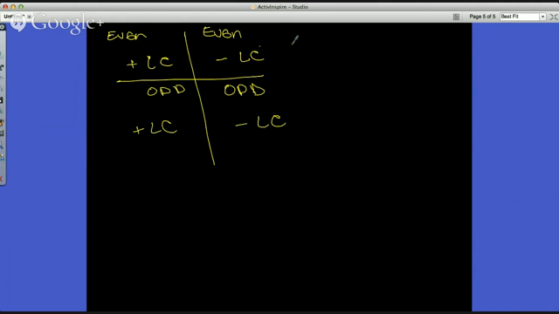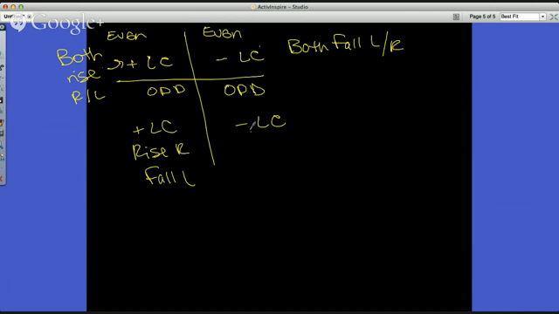Even, where it's negative, means both fall, left and right. Even, where it's positive, both will what? Rise up. Yeah. Both rise up, right and left. With a positive lead coefficient and an odd degree, it will rise to the right and fall left. A negative lead coefficient will fall right and rise left. Okay. So again, just remember those right there.